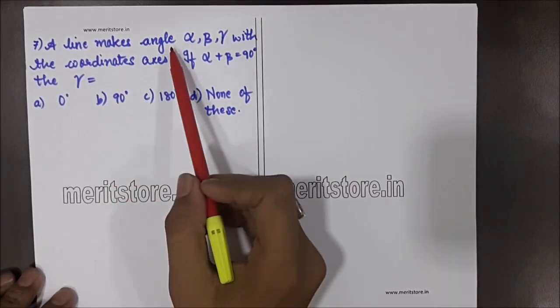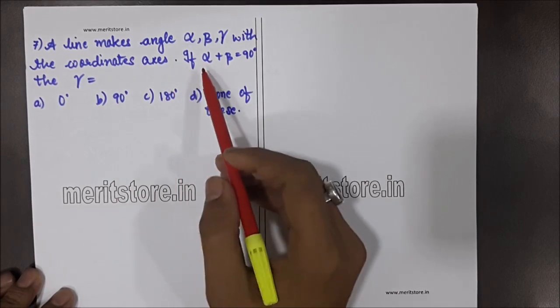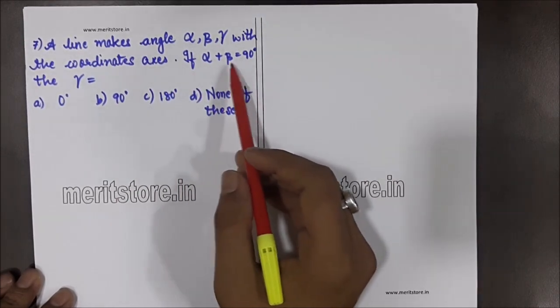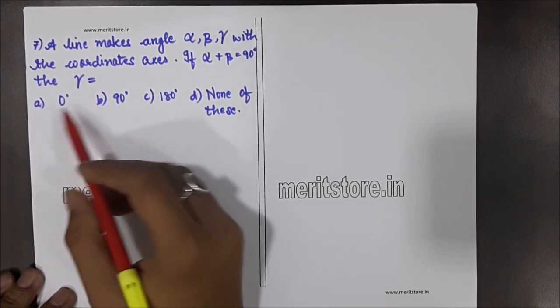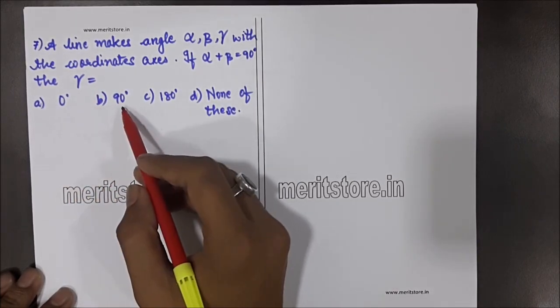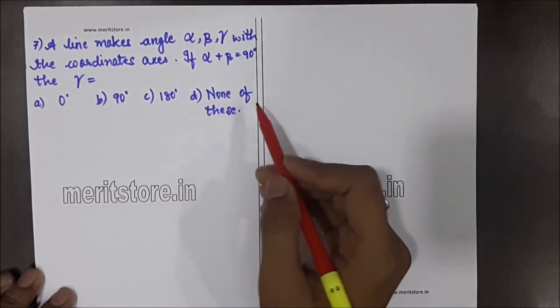A line makes angles alpha, beta, gamma with the coordinate axes. If alpha plus beta is equal to 90 degrees, then gamma is equal to: option A 0 degrees, option B 90 degrees, option C 180 degrees, option D none of these.